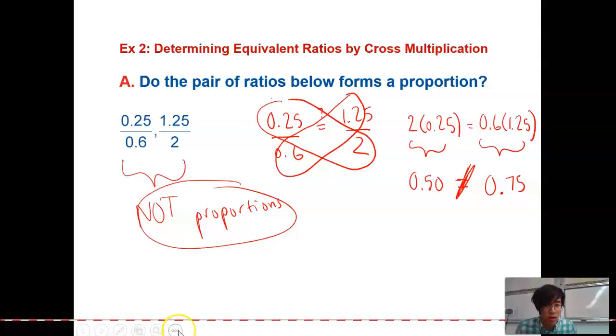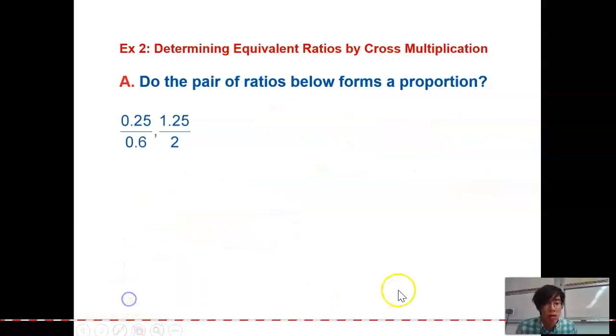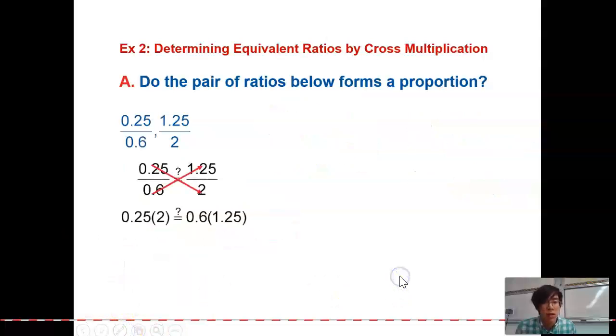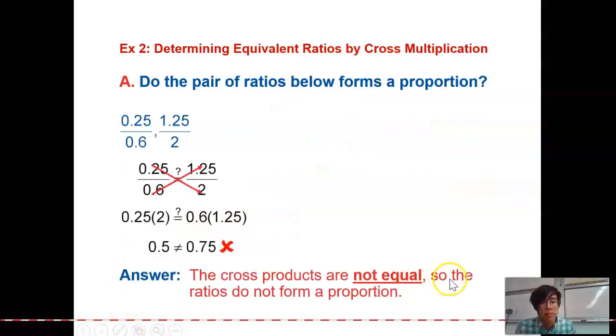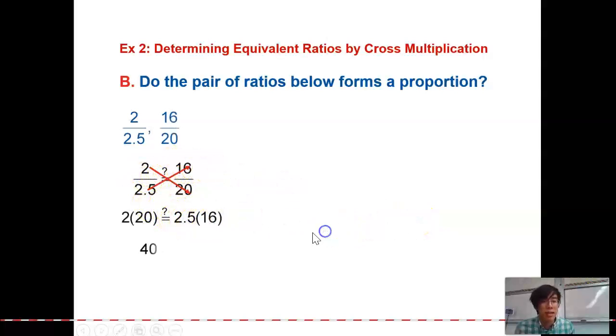So erase that. Let's see a little better. So that's that, and then not equal. And here's an example of those that do form a proportion, right? You kind of do cross multiplication. So 20 times 2, and then 2.5 times 16. And when they equal the same, you would say, yes, they do form a proportion.